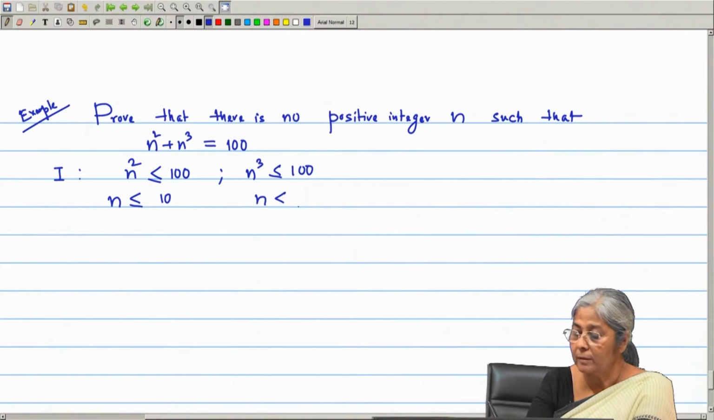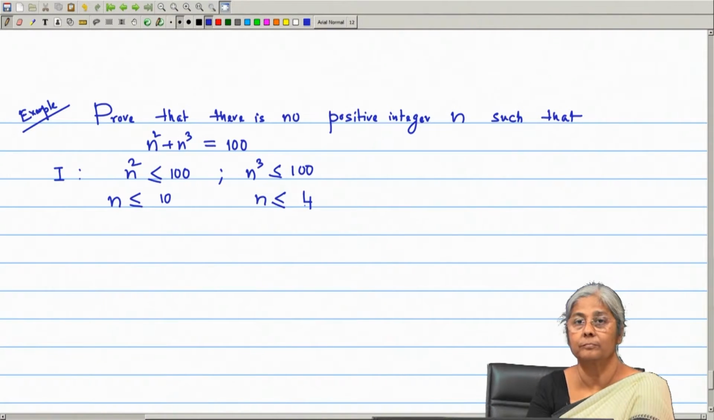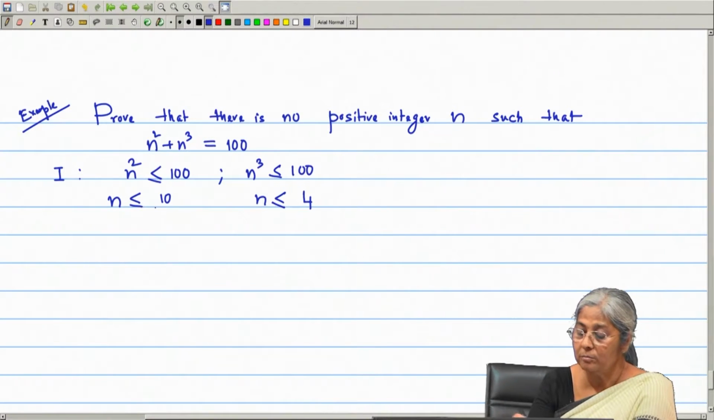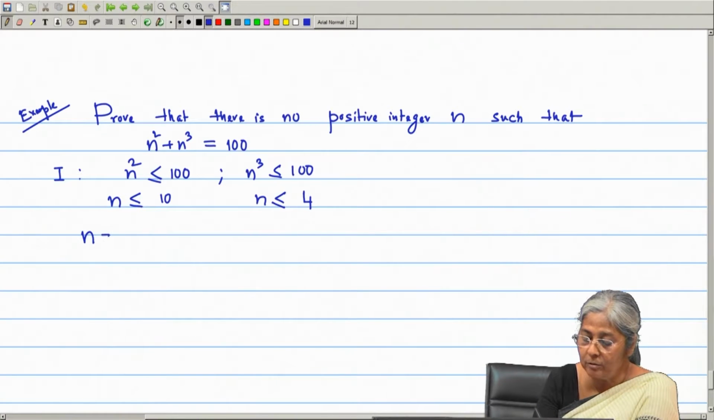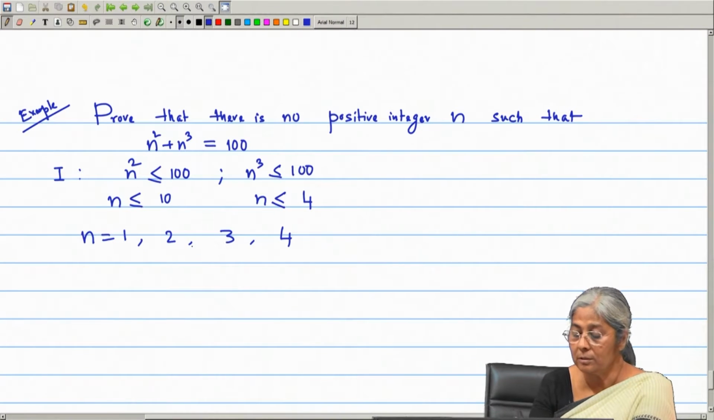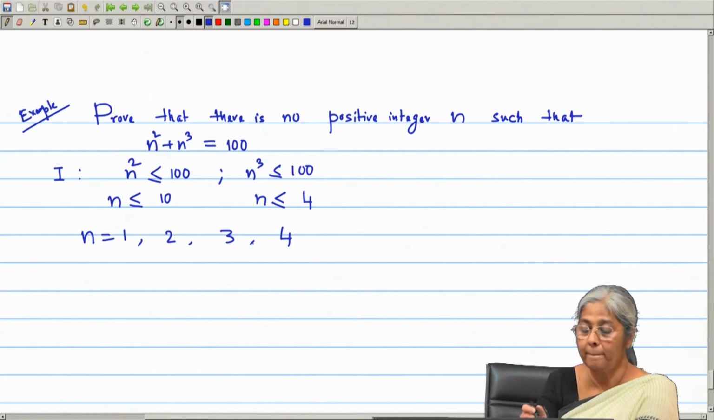Similarly, for n cube less than or equal to 100, n is less than or equal to 4, because if it is 5, then it is 125. So, n less than or equal to 4, because if I take both together, then only for n equal to 1, 2, 3, 4 these cases we have to check.